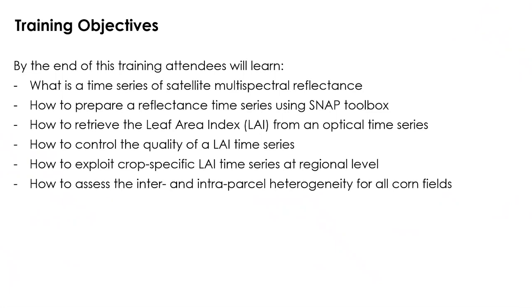By the end of this training, you will learn what a time series of satellite multispectral reflectance is and how to prepare such a time series using the SNAP toolbox. You will learn how to retrieve the leaf area index from an optical time series and how to control the quality of this time series. Finally, we will see how to exploit in a crop-specific manner the LAI time series at regional level, as well as to assess the inter- and intra-parcel heterogeneity of all cornfields in a given region.